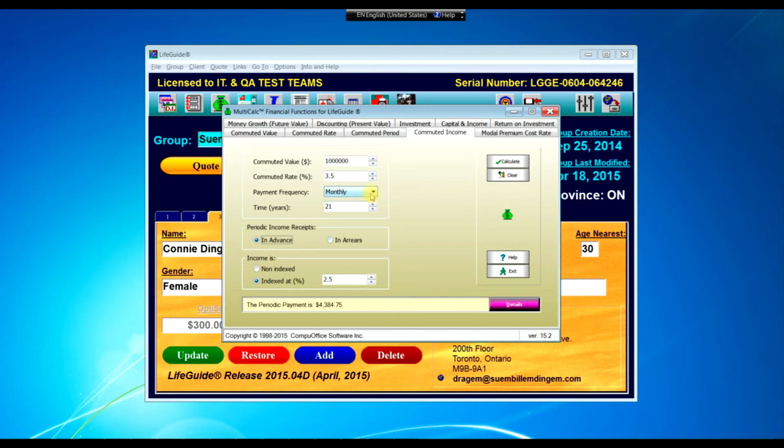You can change it to weekly, bi-weekly, half monthly, 2 monthly, quarterly, semi-annually, or annually, which I don't suggest, but you can go either way. Normally people are used to being paid monthly, half monthly, bi-weekly, or sometimes weekly. In any regard, this concludes the quick tutorial on the commuted income, or the amount of monthly income that could be received from a given amount of death benefit proceeds.